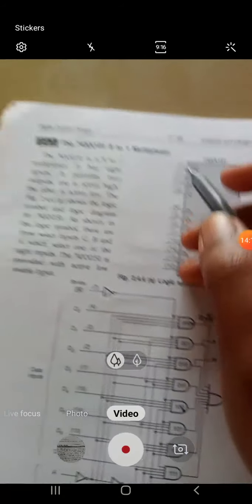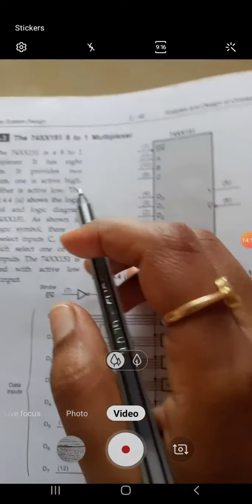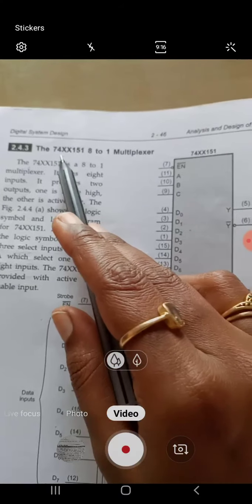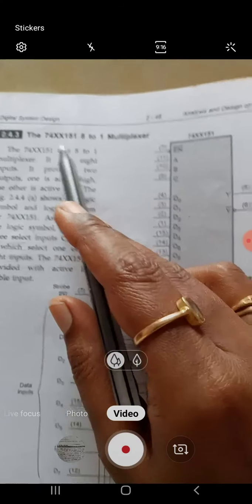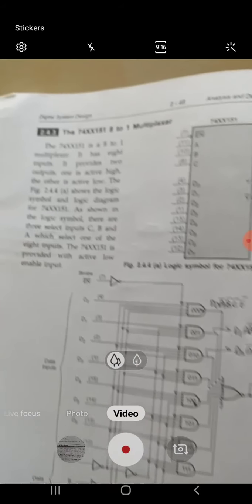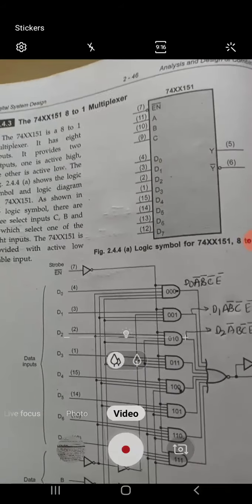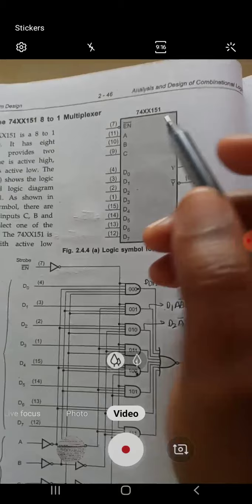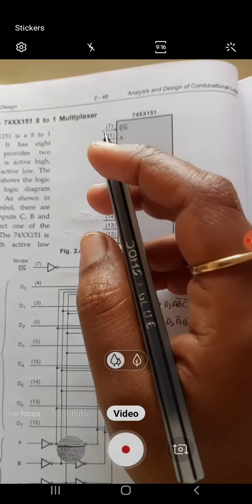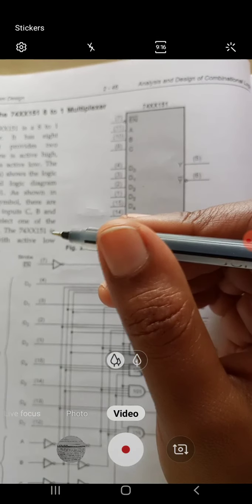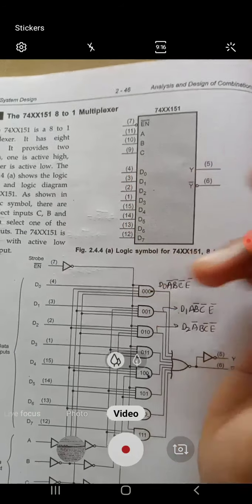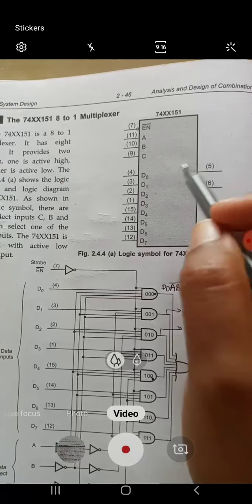So now as you can see, this is the standard IC available in the market. The name of this IC is 74XX151. I repeat, 74XX151. It is a standard IC which is available in the market. This will have dual outputs.